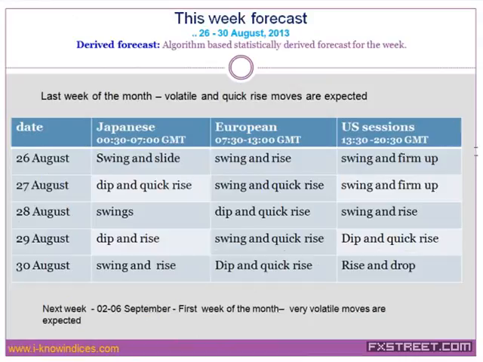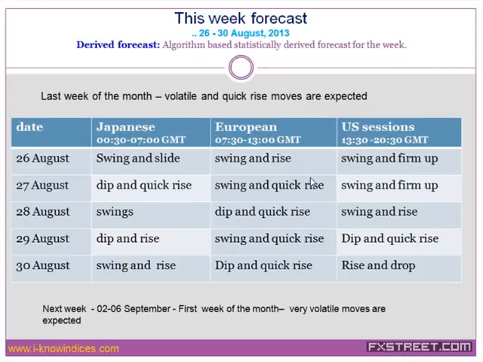Here's the slide explaining the expected market moves for this particular week, 26th to 30th of August. There are three sessions in a day of the 24 hour market cycle, and the expected market moves for each of the sessions are displayed here. Today, 26th of August, a swing and slide move is expected during the Japanese session, a swing and rise during the European session in the case of Euro and GBP, and also a swing and firm up move during the US session.